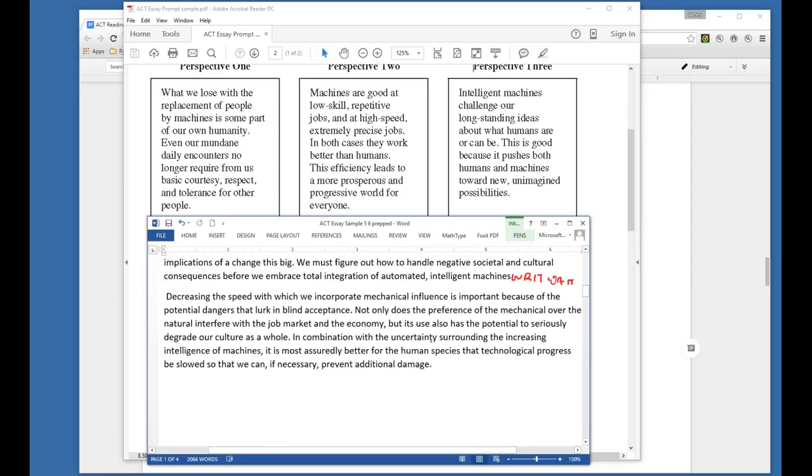Decreasing the speed with which we incorporate mechanical influence is important because of the potential dangers that lurk in blind acceptance. Not only does the preference for the mechanical over the natural interfere with the job market and the economy, so restating their arguments, job market and the economy, but it also has the potential to seriously degrade our culture as a whole. In combination with the uncertainty surrounding the increasing intelligence of machines, it is most assuredly better for the human species that technological progress be slowed so we can, if necessary, prevent additional damage. So again, the writer's perspective is right there.